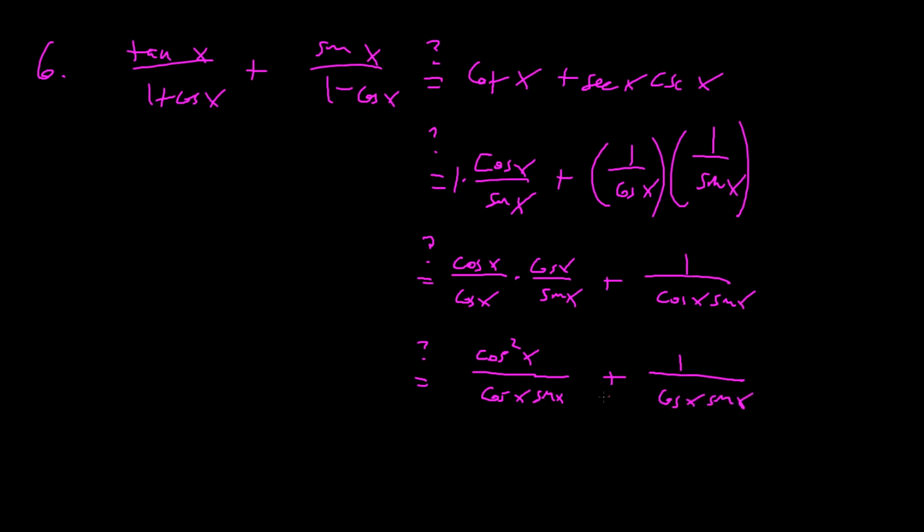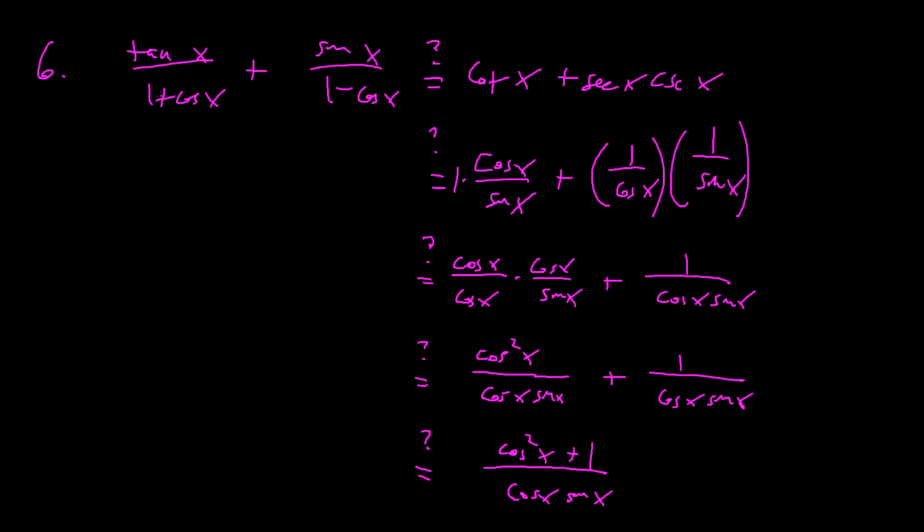These fractions have the same denominator, so now I can add the two. So the bottom has the same denominator, cos x sine x. And on the top, I just add the numerators, so cos squared x plus 1. Doesn't seem like I can simplify it any further, so now I'm going to shift my focus to the left side.